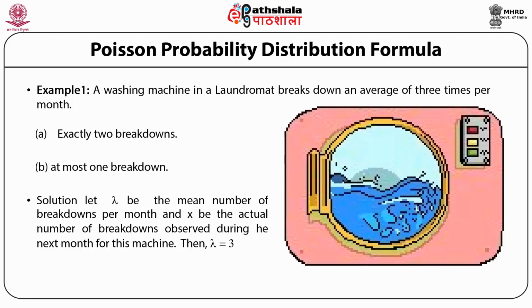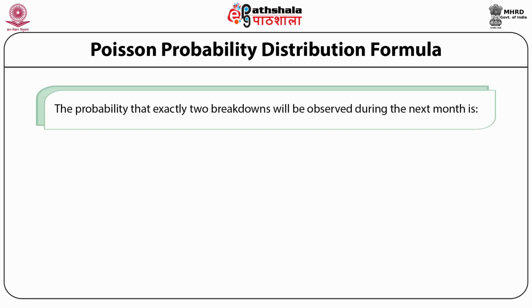Then lambda is equal to 3. The probability that exactly 2 breakdowns will be observed during the next month is the probability that x takes value 2, so lambda raised to power x, e raised to power minus lambda, upon x factorial. Because the value of lambda is 3 and the value of x is 2, this is 3 squared, e raised to power minus 3, upon 2 factorial. After calculating, we have the answer.